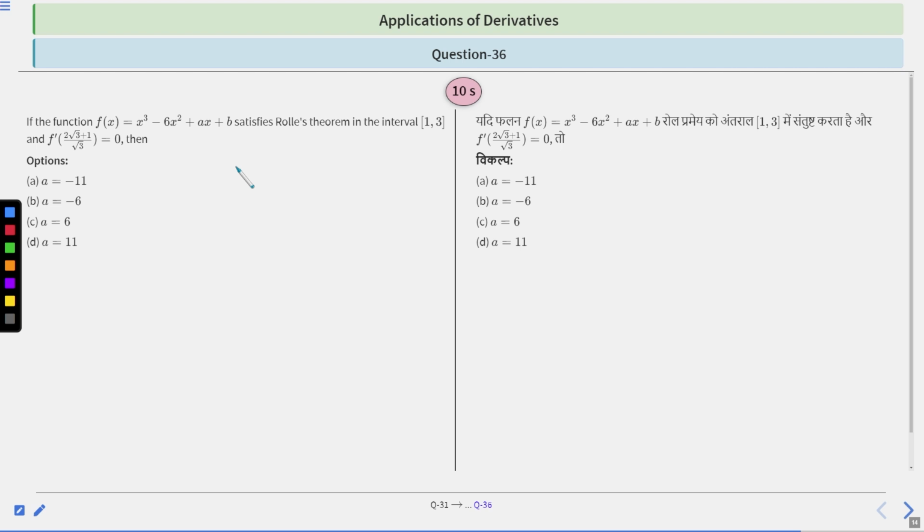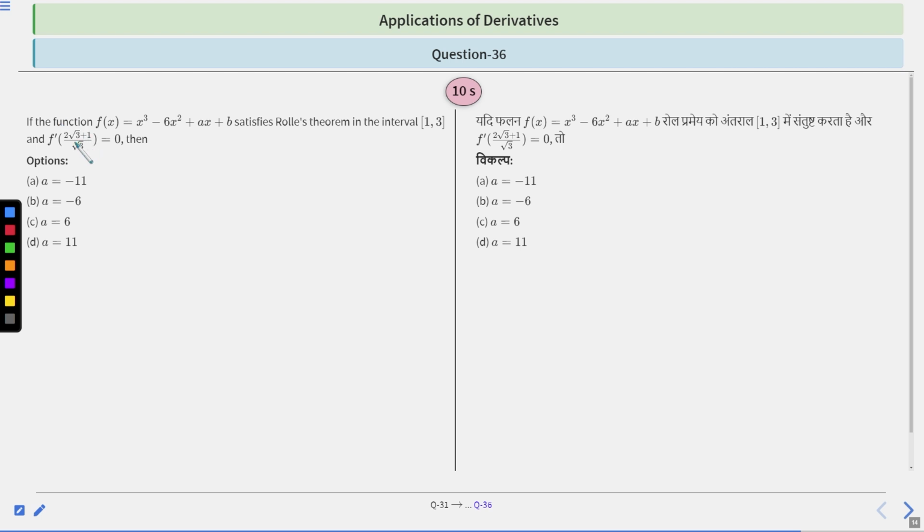See, the hint of this question is again that we can apply Rolle's theorem. What is Rolle's theorem? The function should be continuous in the closed interval 1 to 3 and the function should be differentiable in the open interval 1 to 3 and f(a) should be equal to f(3). Clear? These three conditions are the conditions for Rolle's theorem, and we have to calculate f dash. So if these three conditions are satisfied, then there must be at least one c such that f dash c is equal to 0. Clear? And c must be between 1 to 3.